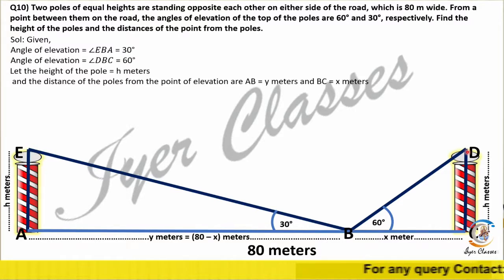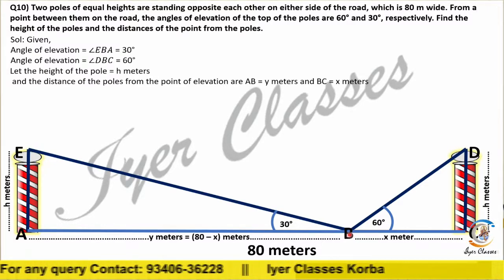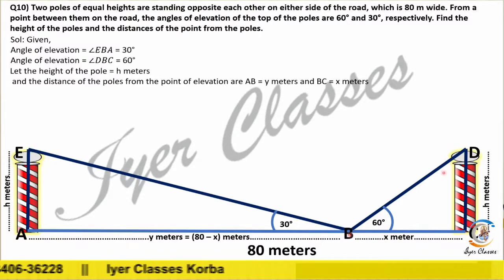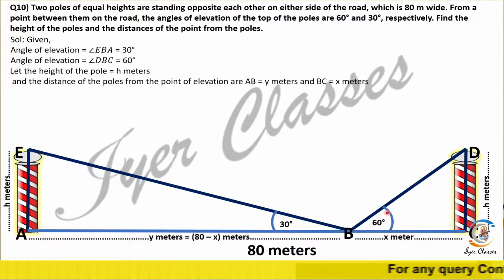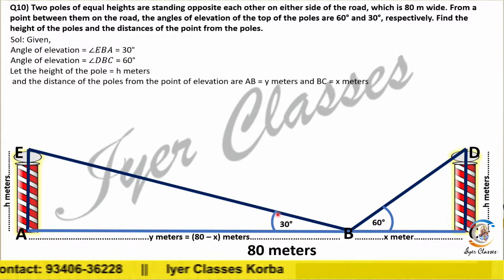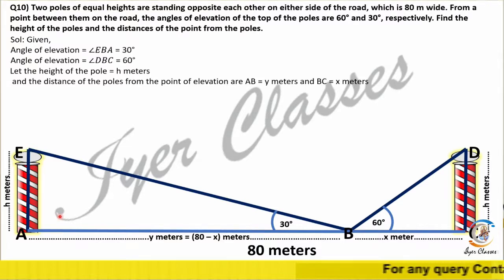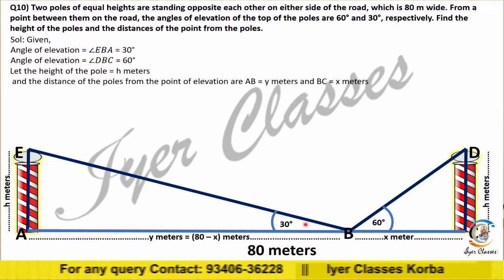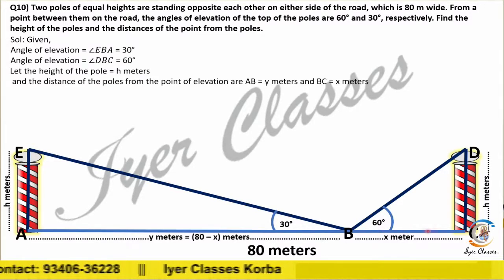Now, from a point B, you are standing here and looking at the top of each of the towers. If you look at this tower DC, you see that the angle of elevation is equal to 60 degrees, and if you look at the tower AE, the angle of elevation is equal to 30 degrees, right? Okay. Now, the height of each pole is h, the distance AB is taken as y meters, and the distance BC is taken as x meters.